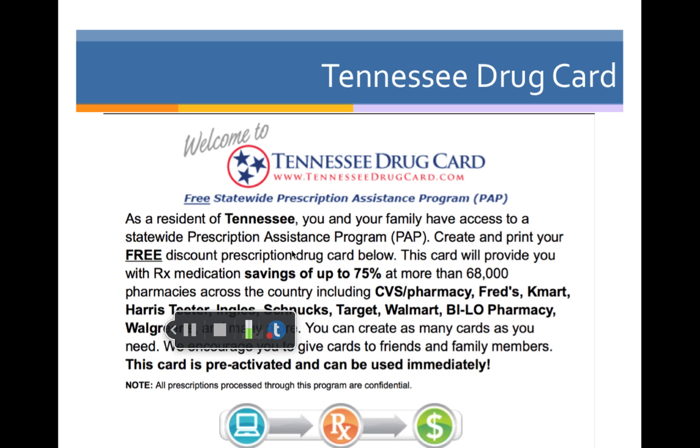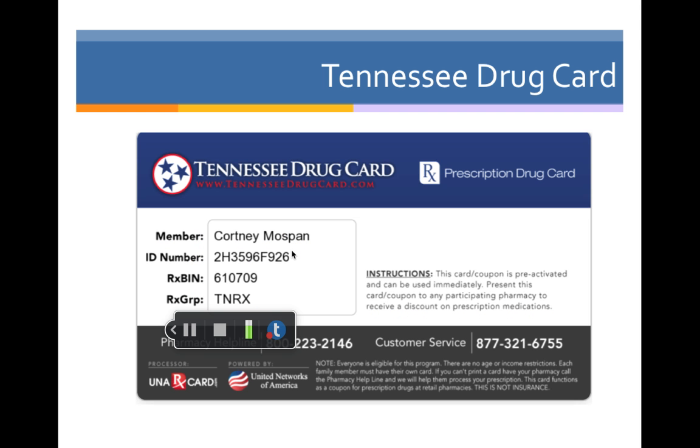This is offered to all Tennesseans, as you can see here, and is marketed as a prescription assistance program. And that's a little bit misleading because it's not provided directly by a drug manufacturer or prescription wholesaler or anything like that. It's simply a negotiation that has occurred between the state of Tennessee and about 68,000 different pharmacies, including chains as well, to offer a discounted price. So patients can save up to 60 or up to 75%. And it is offered to all patient populations.